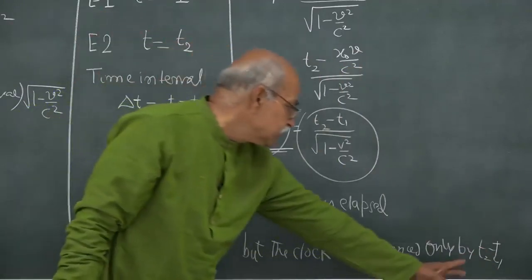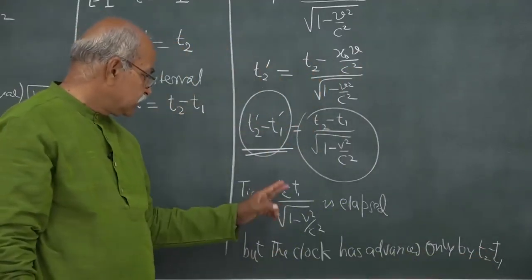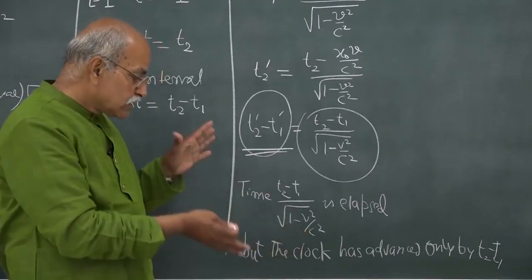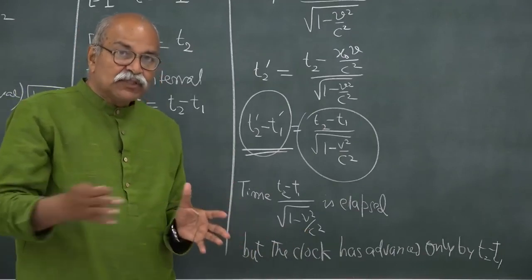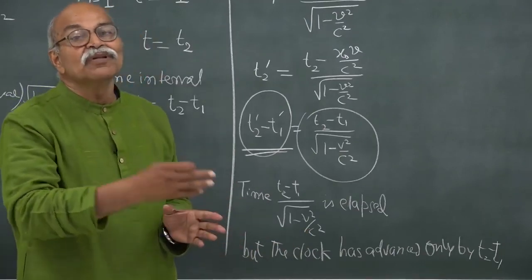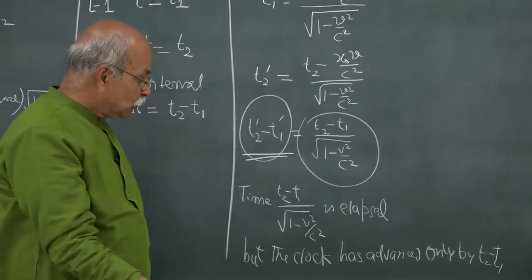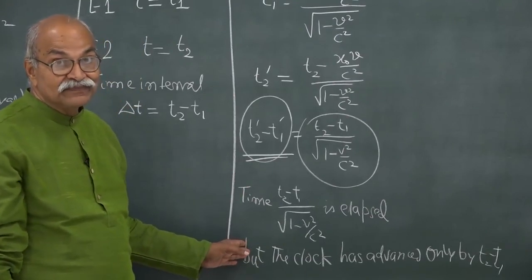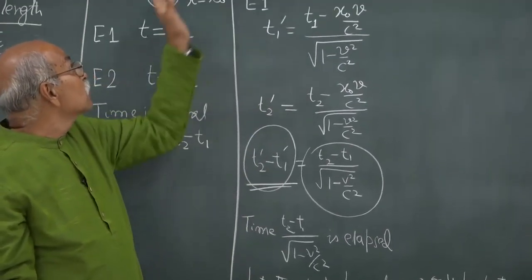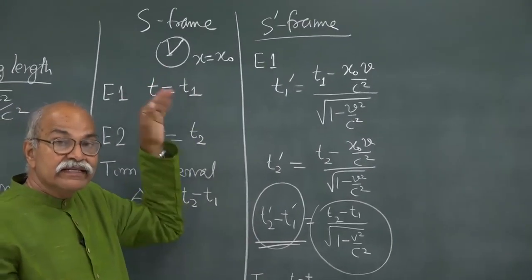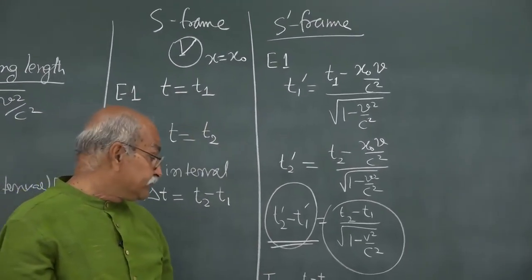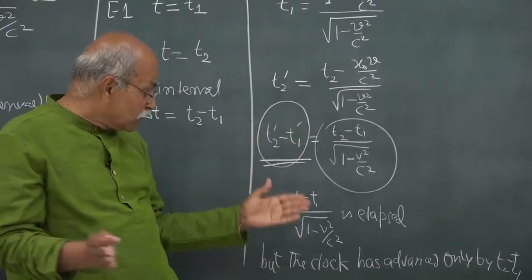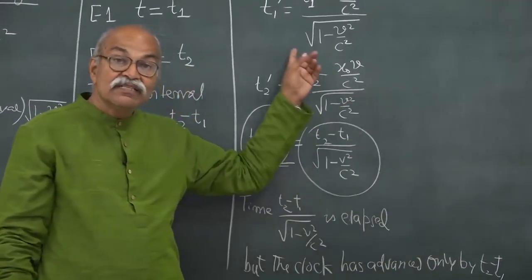Okay. t2 minus t1 is smaller and t2 minus t1 divided by square root 1 minus v square by c square is larger. So, a larger time has elapsed, but on the clock it is showing a smaller advancement. So, the clock is running slow. According to S prime, the clock of S is running slow. A time this much has elapsed, but the clock has advanced by a smaller amount, t2 minus t1. So, this is running slow.